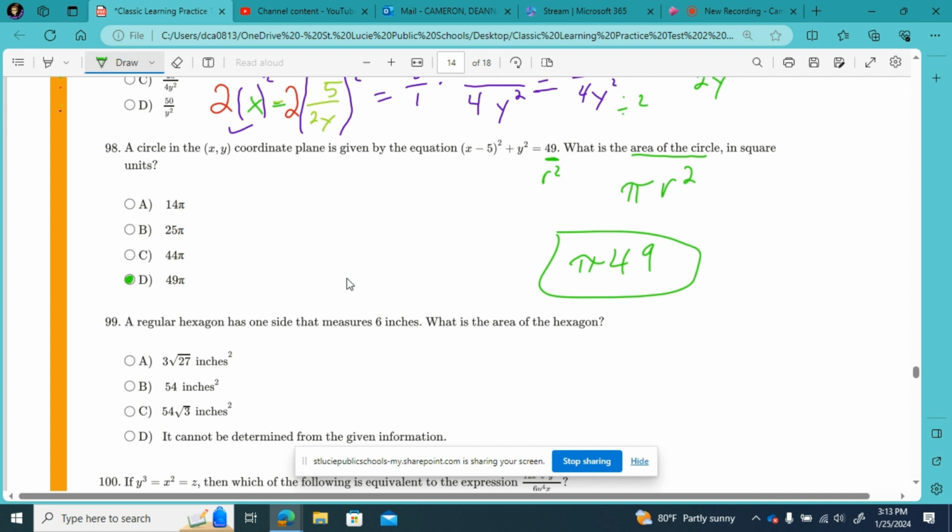They do not give you this formula on the test, I don't believe. Let me just double check my reference sheet. They don't give you the equation of a circle. So that's something that if you don't got that locked in, you might want to memorize that, because look how easy that question was. It was just right there.